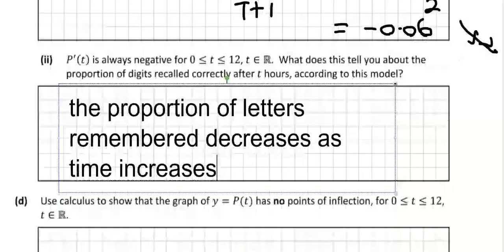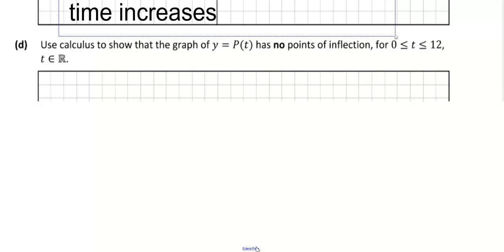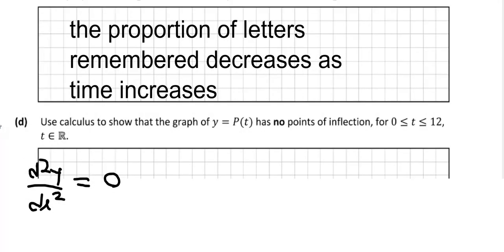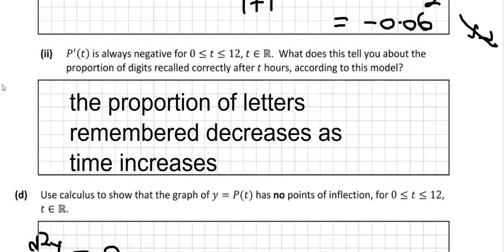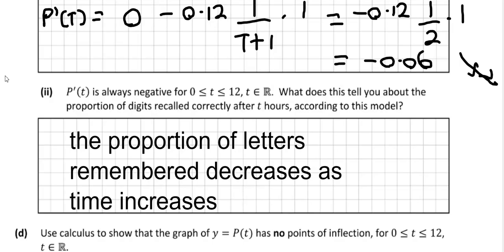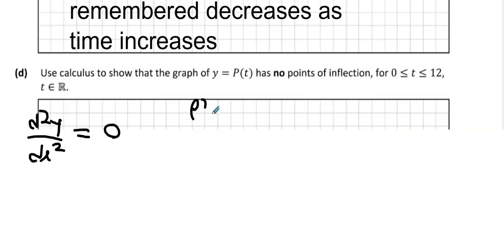Next thing, nearly there. Use the calculus to show that it has no points of inflection. Anybody remember the keyword for a point of inflection? Second derivative equals 0. Yeah. Second derivative equals 0. What was the first derivative again? Just 1 second. First derivative was... no, that's when we put in t equals 1. So it was minus 0.12 divided by 1 over t plus 1. Is that okay with you guys?